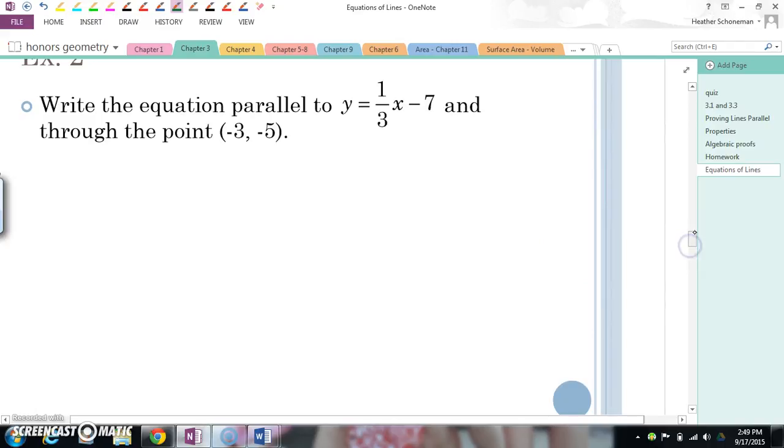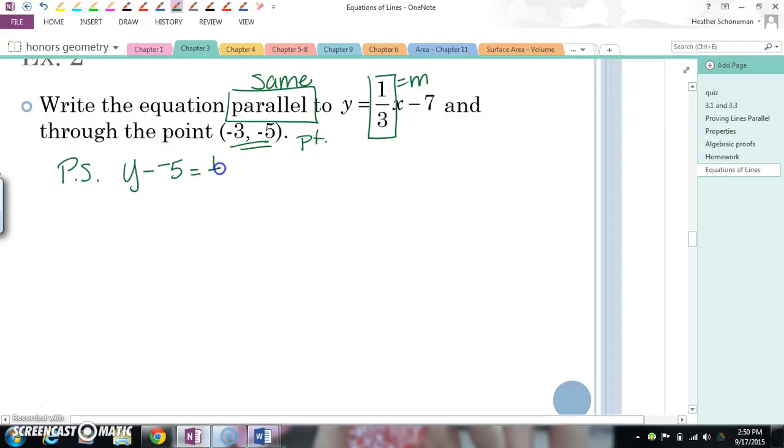Write the equation parallel to y equals 1/3 x minus 7. Okay, parallel, we know the slopes are the same. So the slope is going to be right here. That's your m, and it tells you which point we need to use. So we're going to start in point slope form, which is going to be y minus y1. Our y is negative 5 equals our slope 1/3 times x minus x1. x1 would be negative 3. Minus a negative, we get plus a positive.